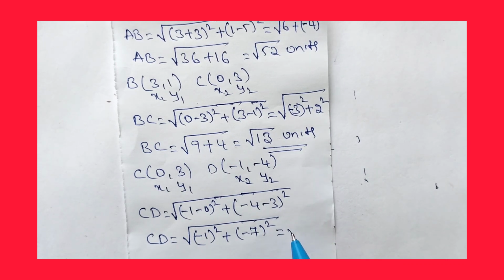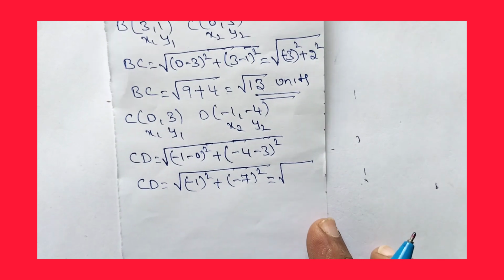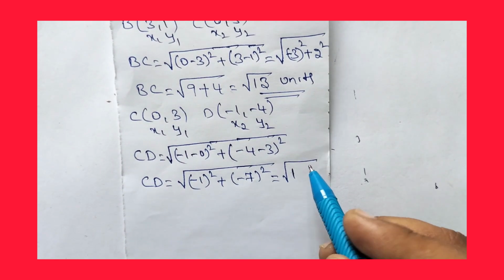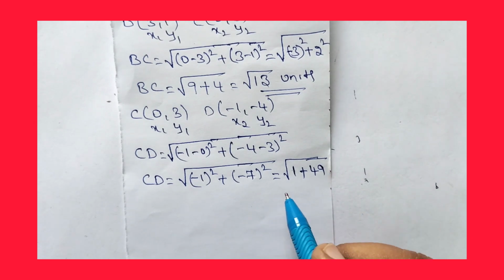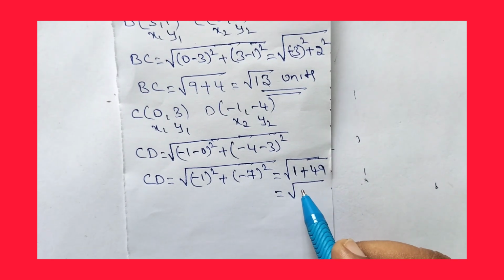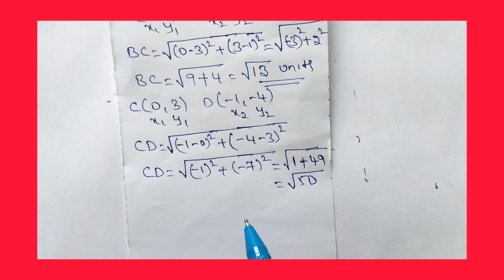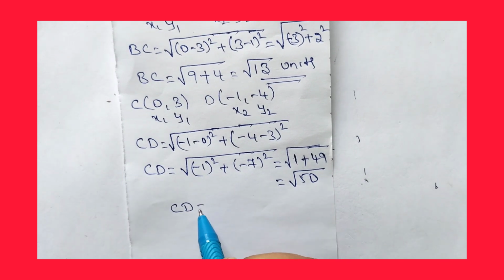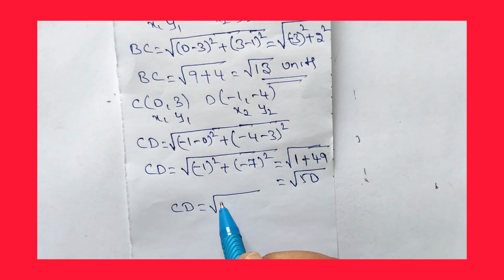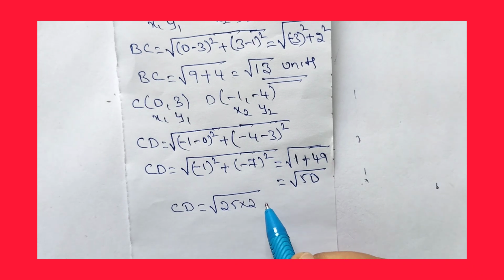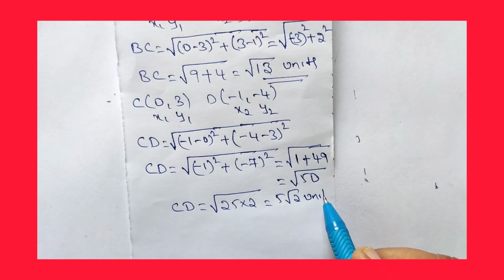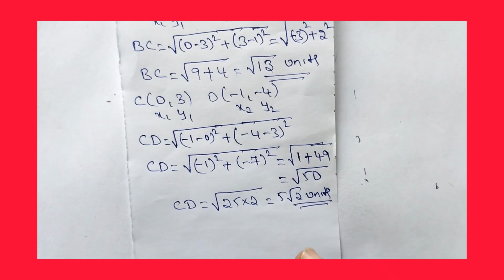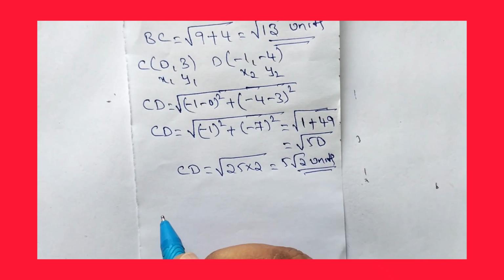So that is equal to square root of (minus 1) whole square, which becomes 1, plus (minus 7) whole square, which becomes 49. That is equal to square root of 49 plus 1, which is 50. So CD is equal to square root of 50, which can be written as 25 times 2, which is equal to 5 root 2 units. So this is CD. Now you find out AD.